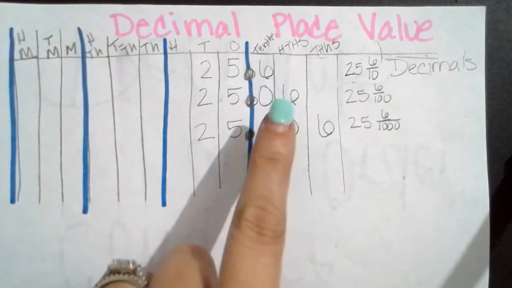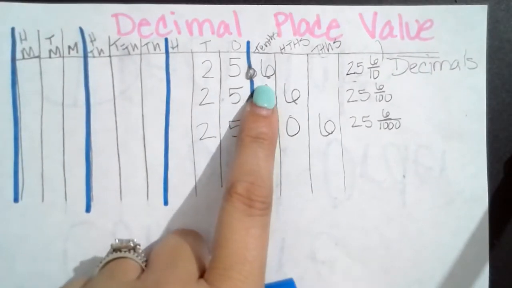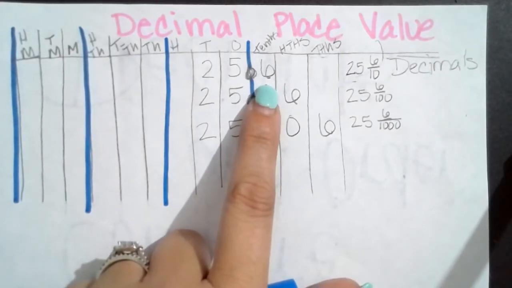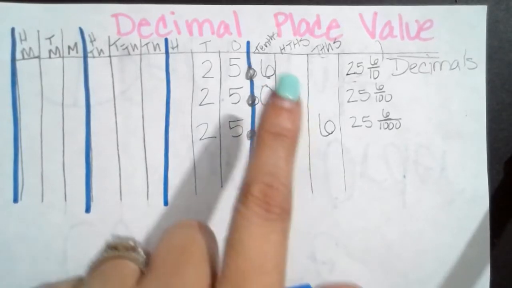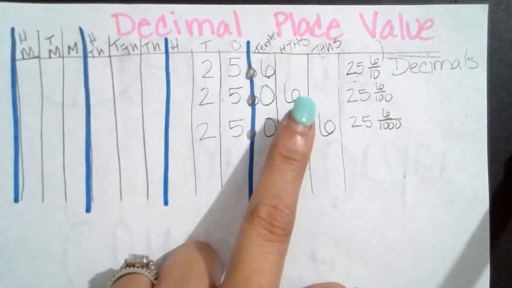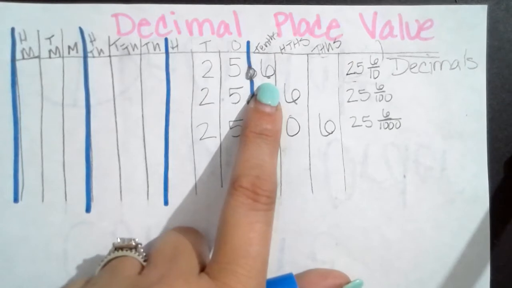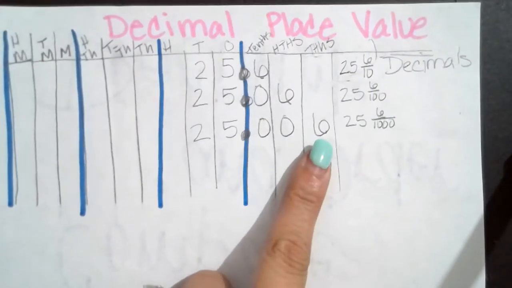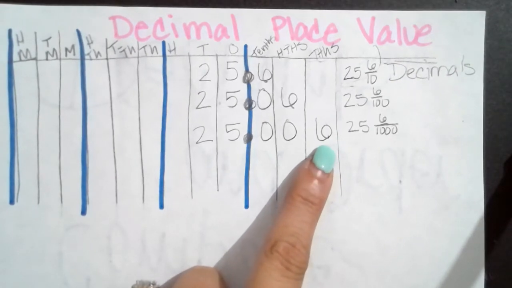So if I have 6 out of 10, I'm pretty close to having it all, right? What if I have 6 out of 100? If I have 6 pennies out of 100 pennies, I don't have very much, do I? But what if I had 6 dimes? Well, here I have 6 out of 1,000. Let's say I have $1,000 and I give you 6 of them. Did I give you very much?